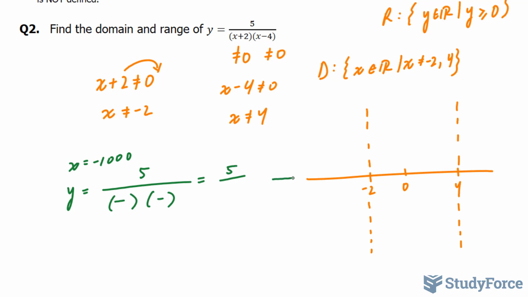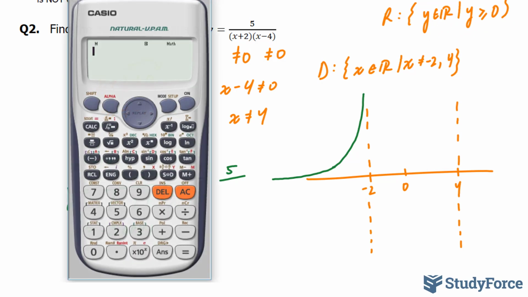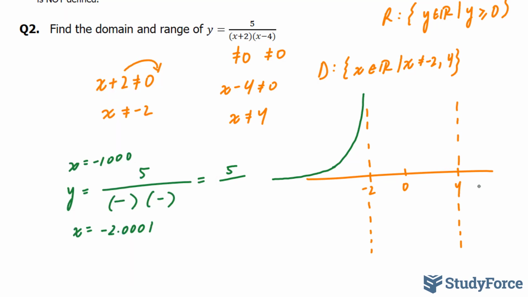So we should end up with a graph that looks something like this from the left side. And if we put a number that is very close to negative 2 from the left side, so x is equal to, let's say, negative 2.0001. Let's use our calculator to demonstrate this. 5 divided by negative 2.0001 plus 2, bracket, negative 2.0001 minus 4 gives us a fairly large y value. And as shown, y gets larger as we get closer to negative 2. And if you pick numbers that are very positive, you'll get the same effect on the right side, except that y will start off very large and then it will make its way down to 0, but never quite reach 0. Here's what I mean.